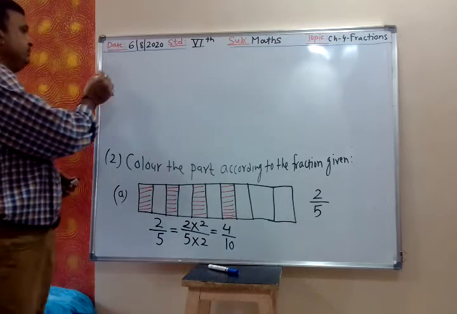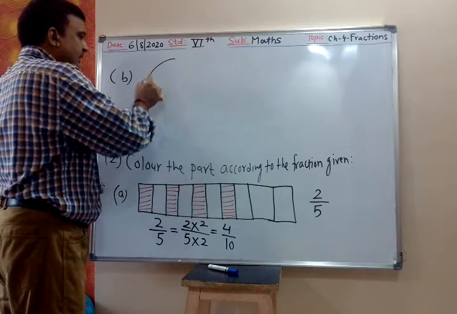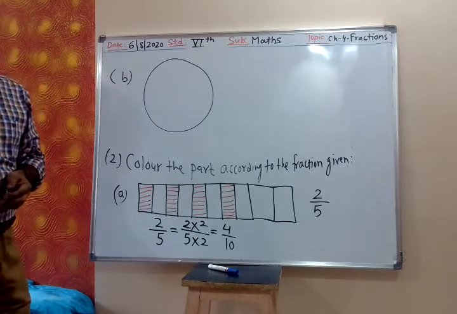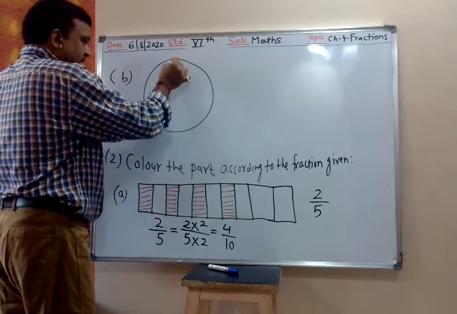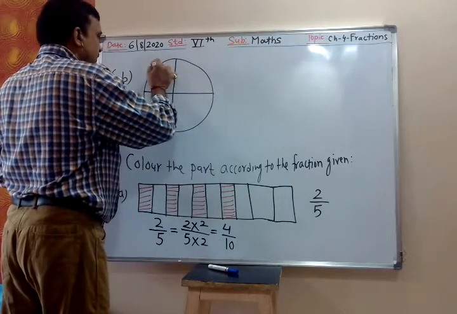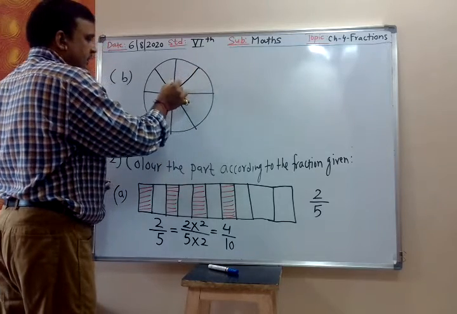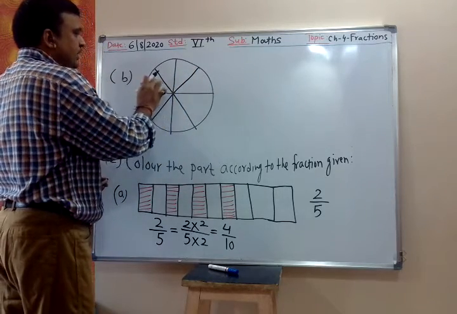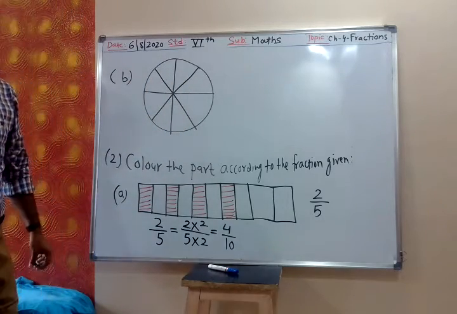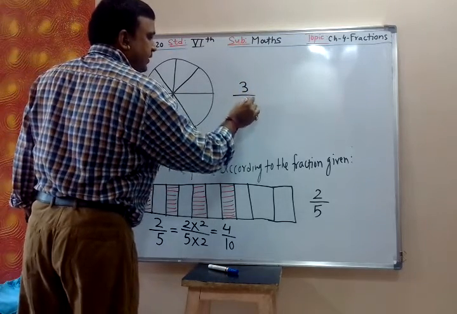Then B, we are given 8 parts of this circle. Just count how many parts are there: 1, 2, 3, 4, 5, 6, 7, 8. 8 parts are there. And the fraction given is 3 upon 8.